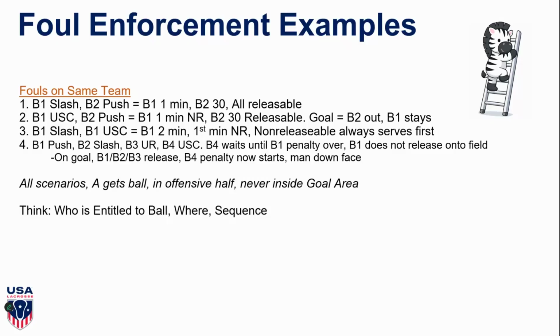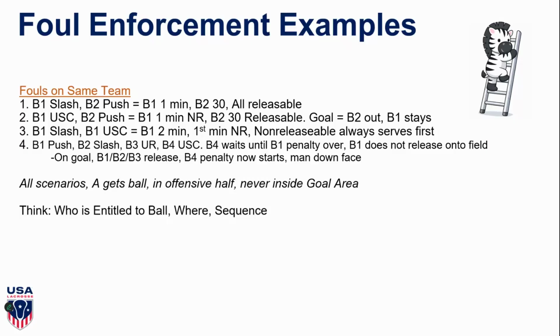Our fourth example, B1 has a push, B2 has a slash, B3 has an unnecessary roughness, and B4 told you to go kick rocks, and not in that fashion. B4 has to wait until B1's penalty is over. Even though it's a non-releasable, he was the last in the sequence. He then serves last because it's on the player. That player goes 4. He doesn't have a slot to go in.